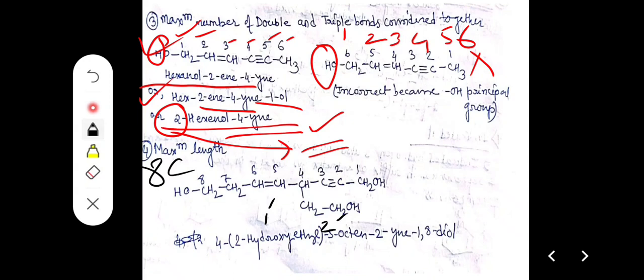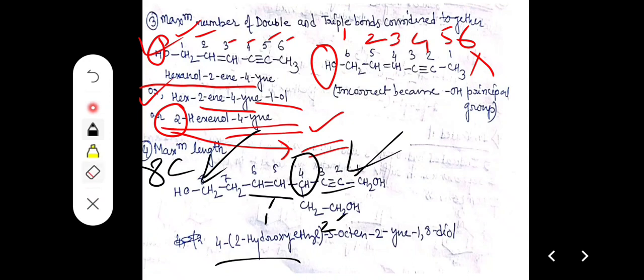Okay, start from the branching. In the 2-hydroxyethyl group, that should be present at the main chain's 4 carbon atoms. So we can say 4-(2-hydroxyethyl), then 5-octene, because the 5 position has the double bond. Then 2-yne, because the 2 position has the triple bond. Then 1,8-diol, because at the 1 and 8 positions there is the OH group.